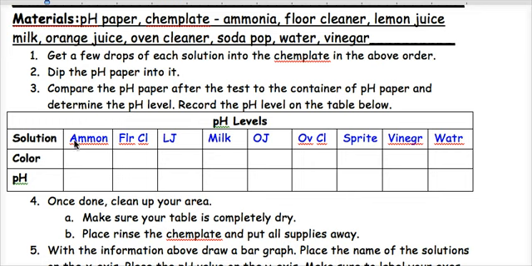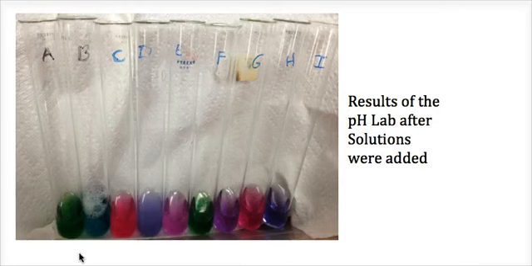After we added a couple of drops of each of these solutions into the test tubes, they changed colors. The test tubes changed colors, which also told us what the pH was. Here's a picture of the results after the solutions were added to the cabbage solution.